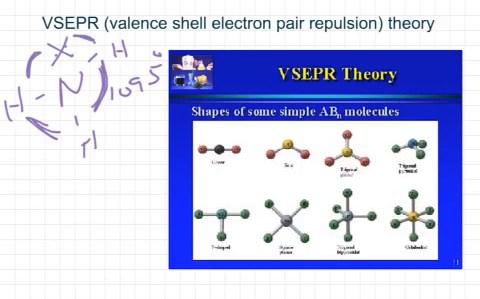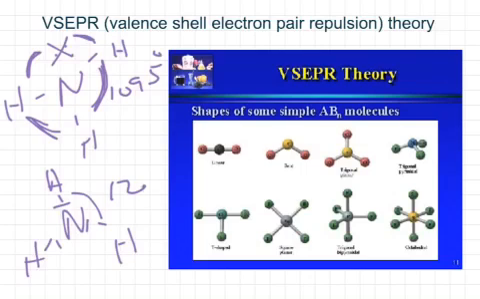If I get rid of the lone pair and we just pretend like nitrogen can exist this way, with only 3 electron sets, the farthest away they can be from each other would be 120 degrees. So the geometry would be completely different.